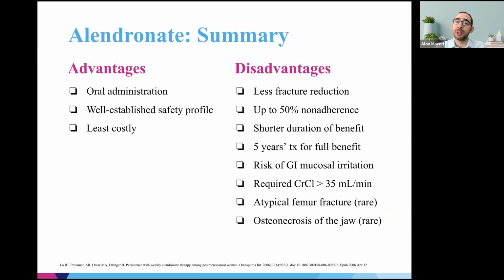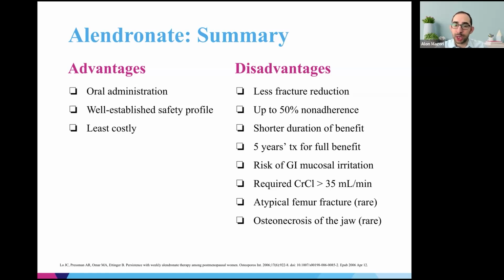Compared to other pharmacotherapy, there's less fracture reduction, and studies have shown up to 50% non-adherence after 1 year of therapy. There's a shorter duration of benefit, and 5 years of treatment are needed for full benefit. Because it is a pill and it's a bisphosphonate, it can irritate the esophageal and GI mucosa.